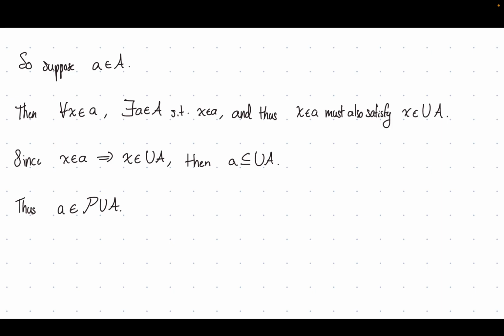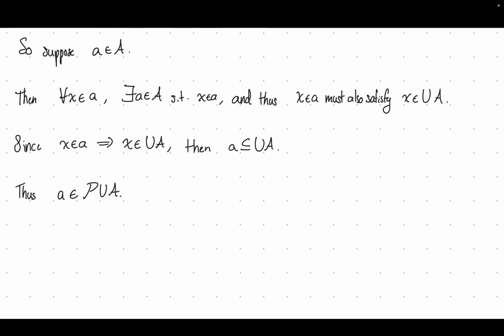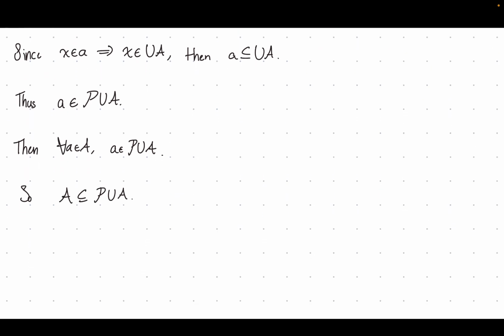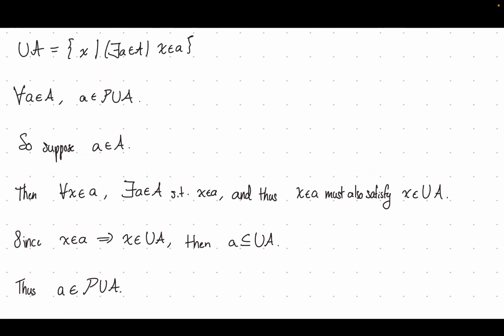And so we've shown that little a is in the power set of the union of A. And since we didn't assume anything about this little a other than the fact that it is in the big A, then for all little a in big A, little a is in the power set of the union of A. So A must be a subset of the power set of the union of A. And that's how I solve this problem.